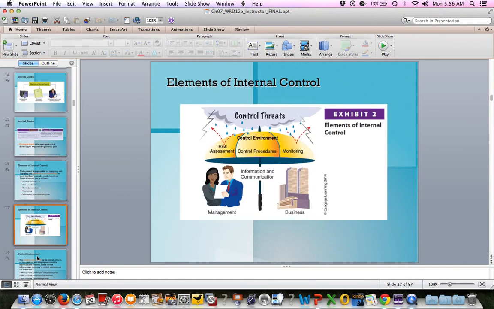So these elements of control, we kind of talk about it as being the shield of internal control, and they mention it here as an umbrella, right? We've got control threats that are bouncing off of our control environment if it's set up good, right? Shielding or protecting management and the business from these control threats. So think of it as a shield, as an umbrella. I've seen different books kind of use both of those analogies.